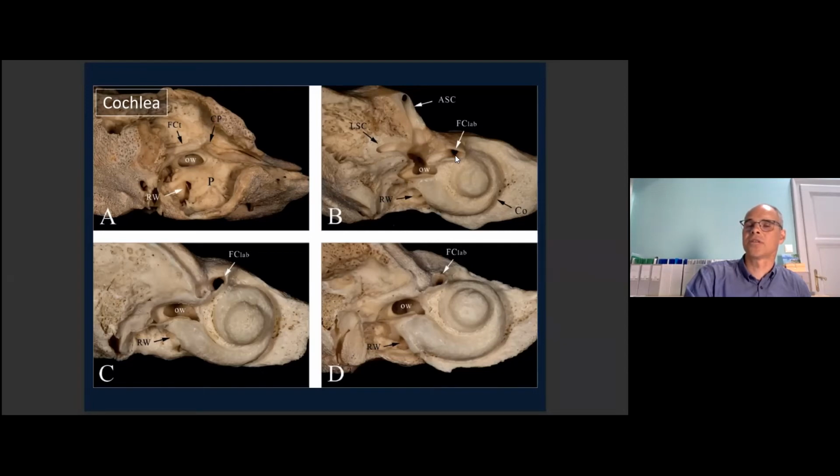This is the geniculate ganglion here. In this area, the labyrinthine portion of the facial canal, and here was the tympanic portion, anterior and lateral semicircular canal, and other variations of the cochlea. Please note the axis of the modiolus. This is about horizontal. This is a little bit turned downwards.